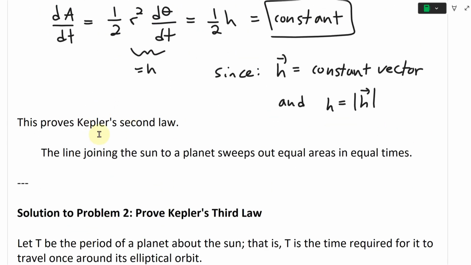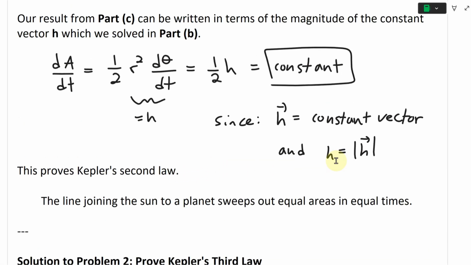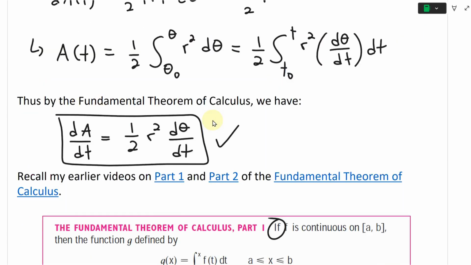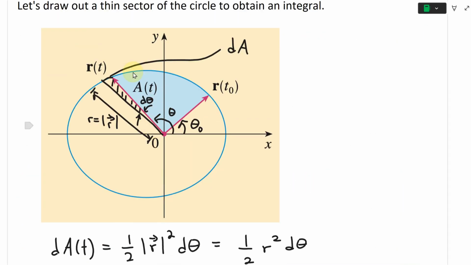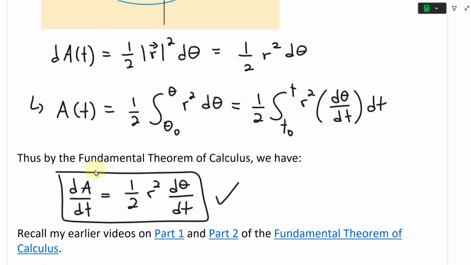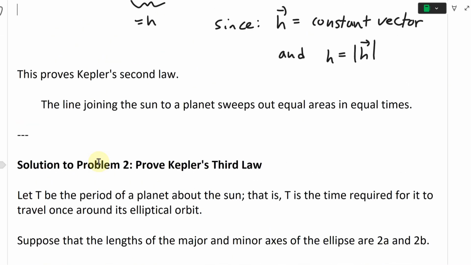So this proves Kepler's second law. Basically, the line joining the sun to a planet sweeps out equal areas in equal times. In other words, dA over dt, the area that's being swept, is constant. Yeah, the rate of change of the area. So dA over dt, this area is always going to be the same when you go equal time away from this sweeping. So it's going to be the exact same. So it's quite an interesting result there.